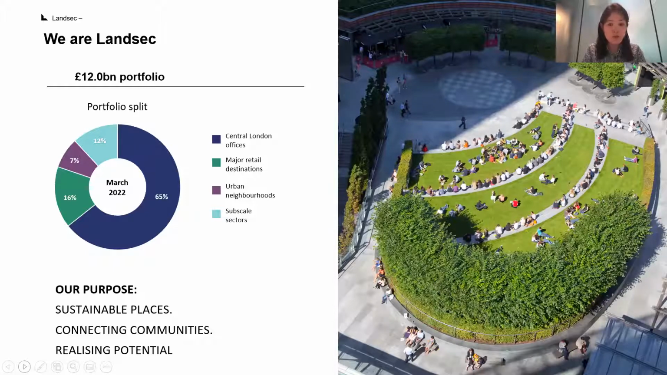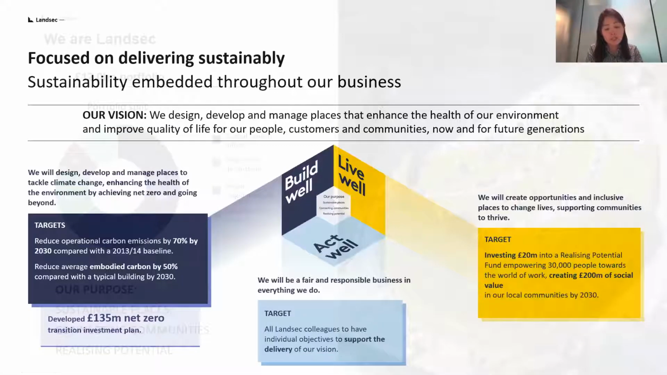From that snapshot, it's clear why downstream leased assets is an important Scope 3 category for us. As a business, we have a purpose that is based on three key principles: sustainable place, connecting communities, and realizing potential. To make sure that we are delivering on our purpose and embedding sustainability throughout the business, we have recently launched our new sustainability framework labeled Build Well, Live Well, Act Well.